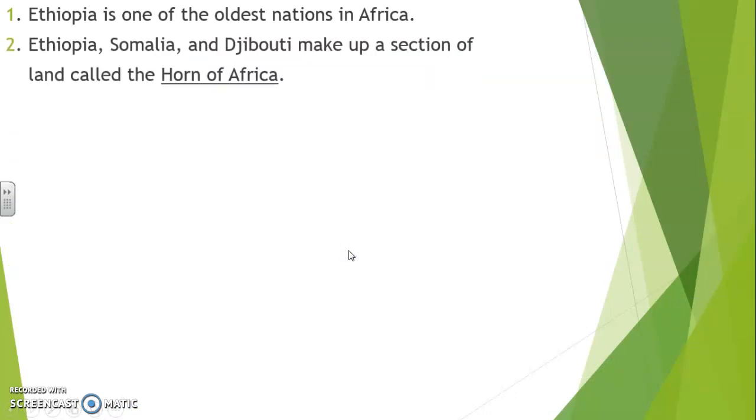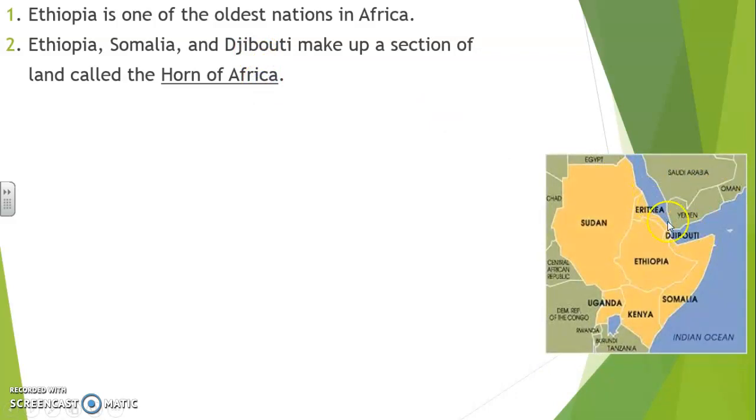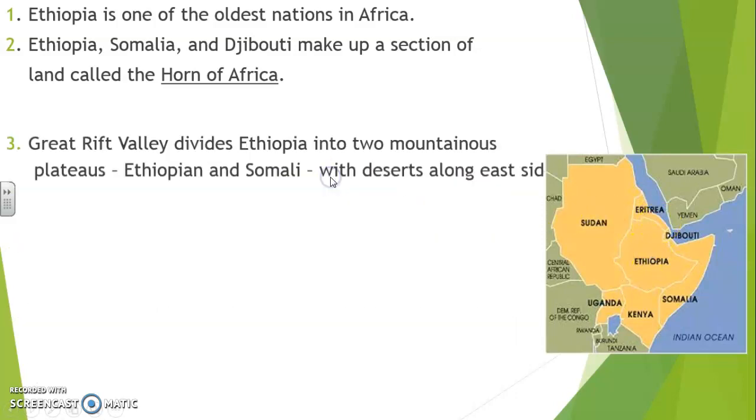Ethiopia is one of the oldest nations in Africa, one of the four that you had in your notes quiz many weeks ago. Ethiopia, along with Somalia and Djibouti, make up a section called the Horn of Africa. And over here, the map coming up from outer space that looks like the horn of an animal sticking out, like a cow horn off the edge of its head. If you imagine the eyes, like right here in Ethiopia, another eye, this would be a horn sticking out. So Somalia, Djibouti, Ethiopia, Eritrea all make that up.